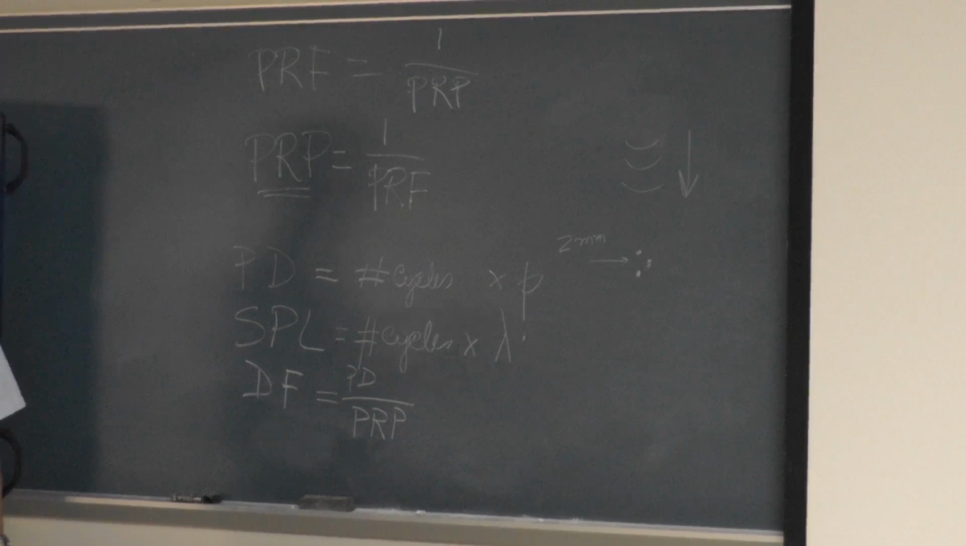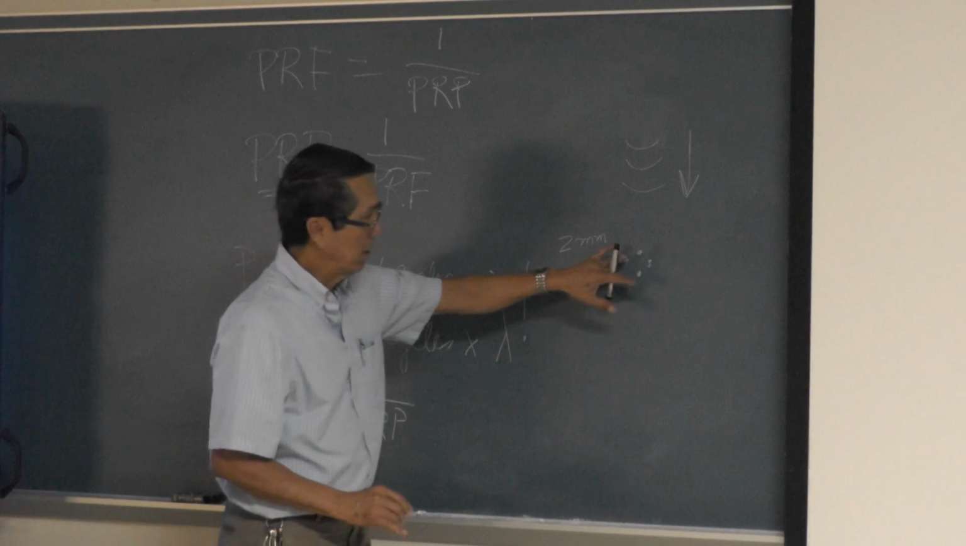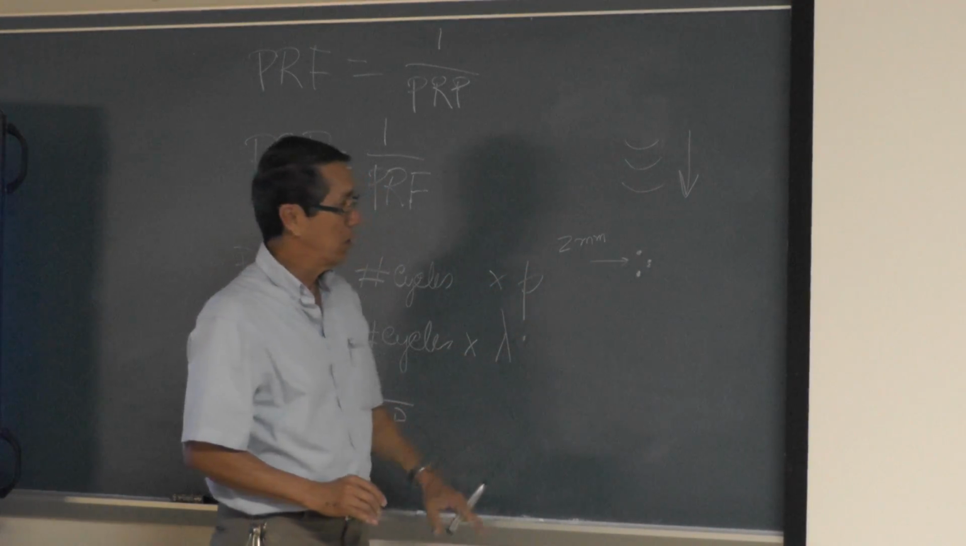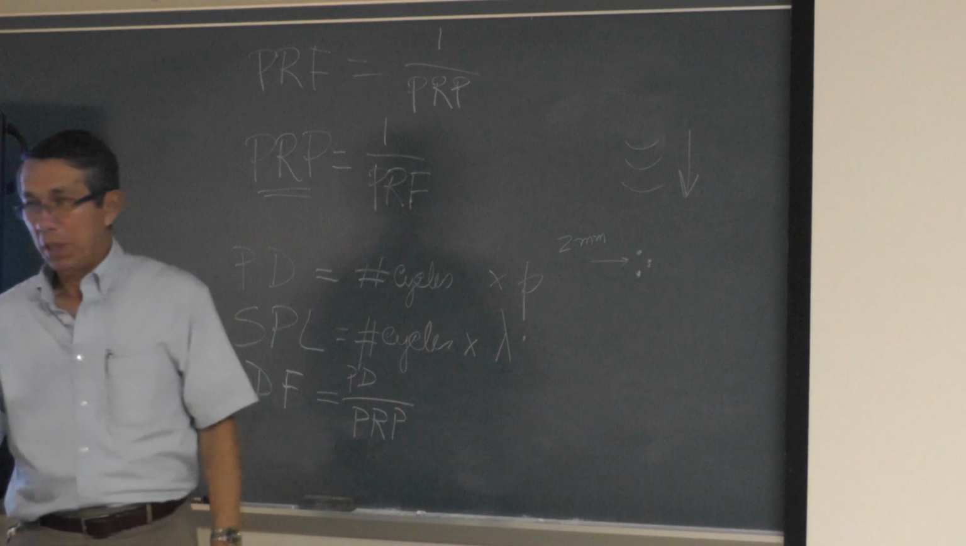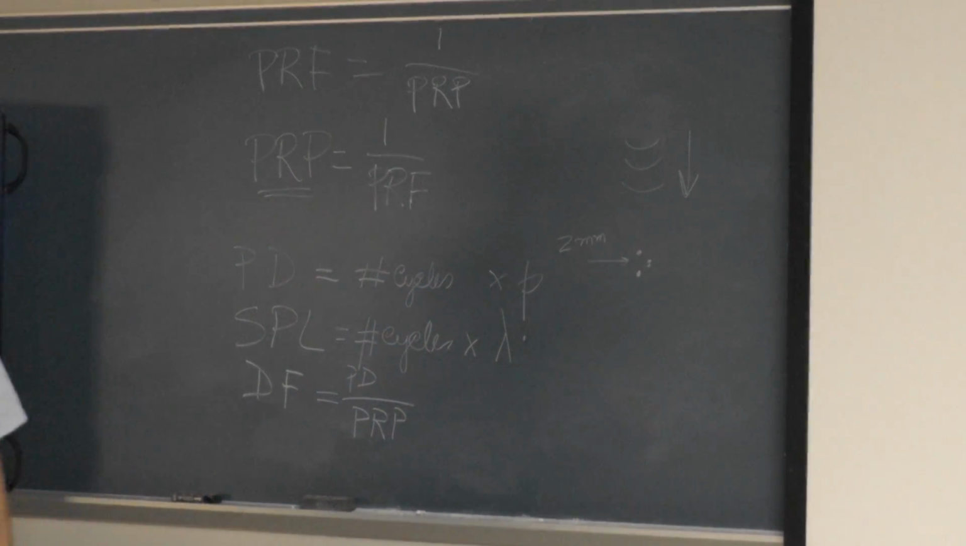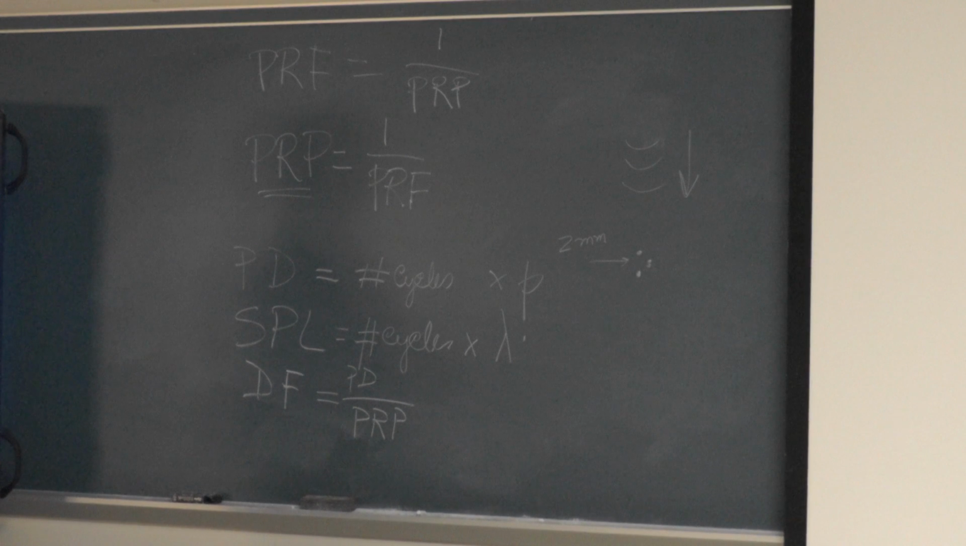Think first, look at your numbers, look at your formula. If the distance between this and this structure is 2 millimeters, what will be the minimum SPL to demonstrate those two as separate structures? You say 1. Any other number? 0.1. 0.1 what? Seconds, kilohertz, millimeters. To demonstrate, sorry, I'm writing it down. Two separate structures.